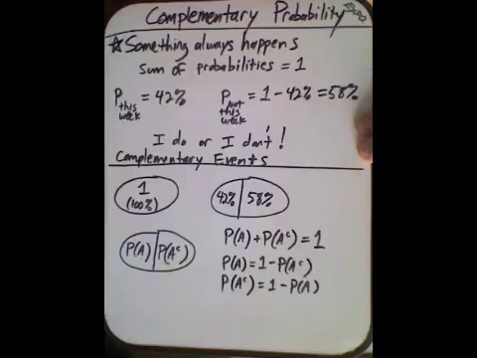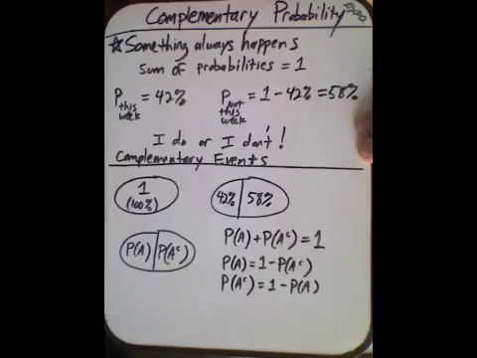I like to think of it as the big potato. This big potato represents everything that can happen, 1, or 100%. And if I split it up into two logical possibilities, I return this week or I don't, you see how they have to fill the whole potato. They have to add up to 100%.